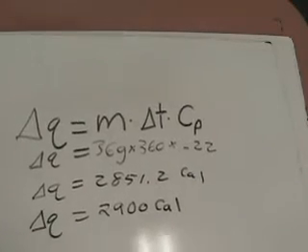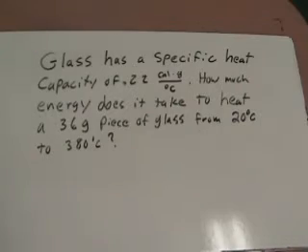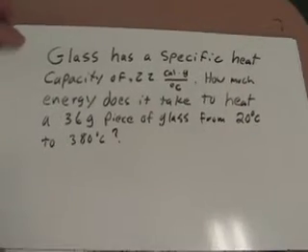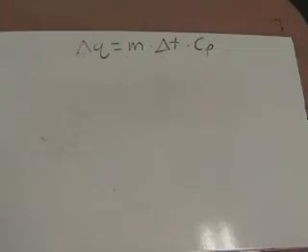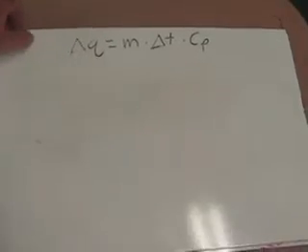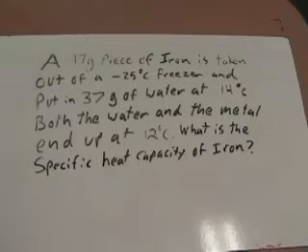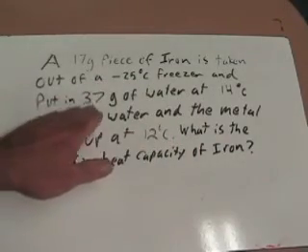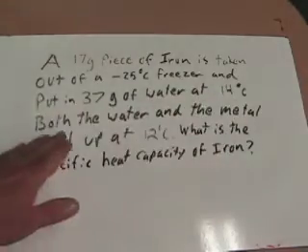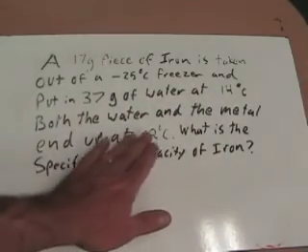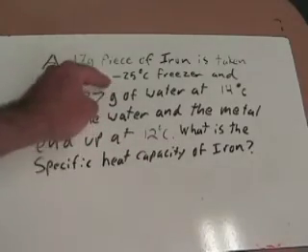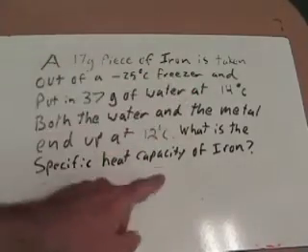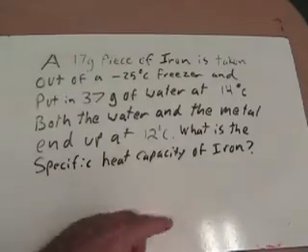Let's take a look at another problem. Okay, in this case, what we have is, whoops, that's not right. Let's try another one. Okay. This is known as a calorimetry problem. What we have is a 17-gram piece of iron taken out of a negative 25-degree freezer and put in 37 grams of water at 14 degrees Celsius. Both the water and the metal end up at 12 degrees Celsius. You notice that the cold metal heated up and the warm water cooled down. So we want to know, what is the specific heat capacity of the iron?